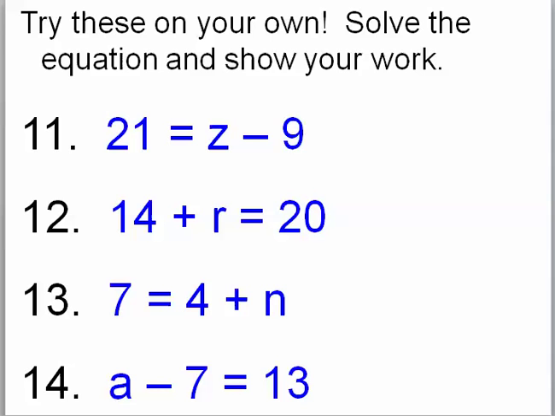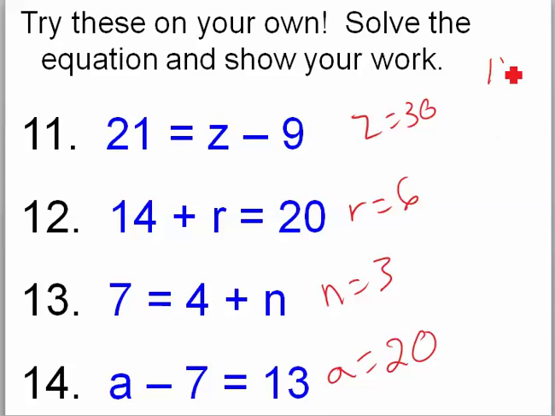Let's see how you did. Did you get z equals 30? r equals 6. n equals 3. And a equals 20. If you did, give yourself a big old smiley face.